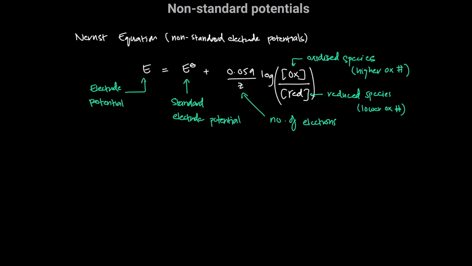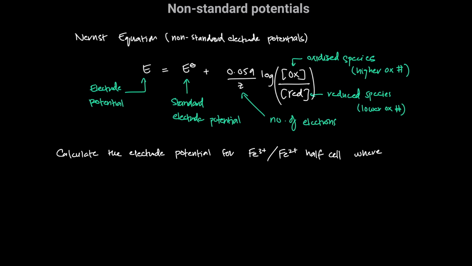Now let's do a question where the question says calculate the electrode potential for an Fe3+/Fe2+ half cell, where the concentration of Fe3+ is equal to 0.5 moles per decimeter cube, and the concentration of Fe2+ is equal to 0.1 moles per decimeter cube.